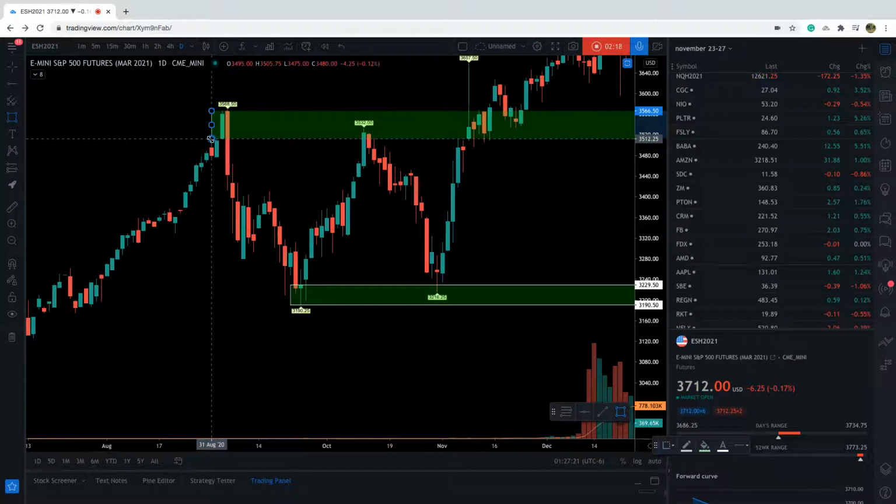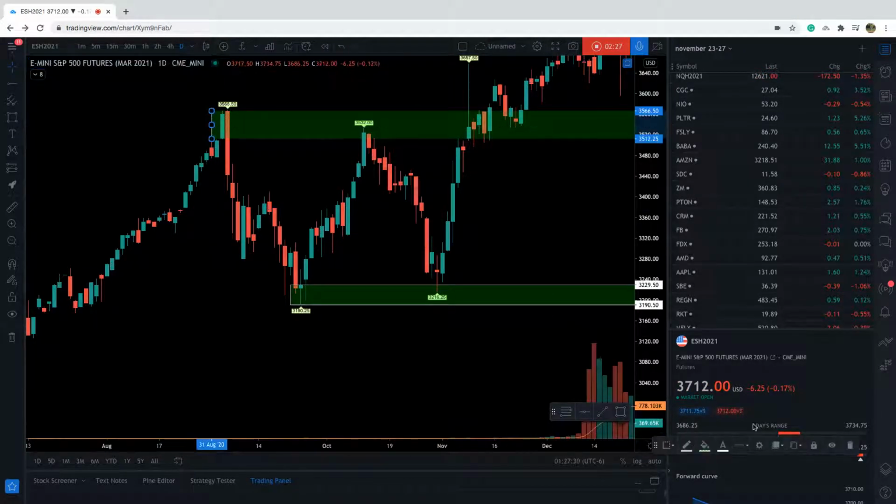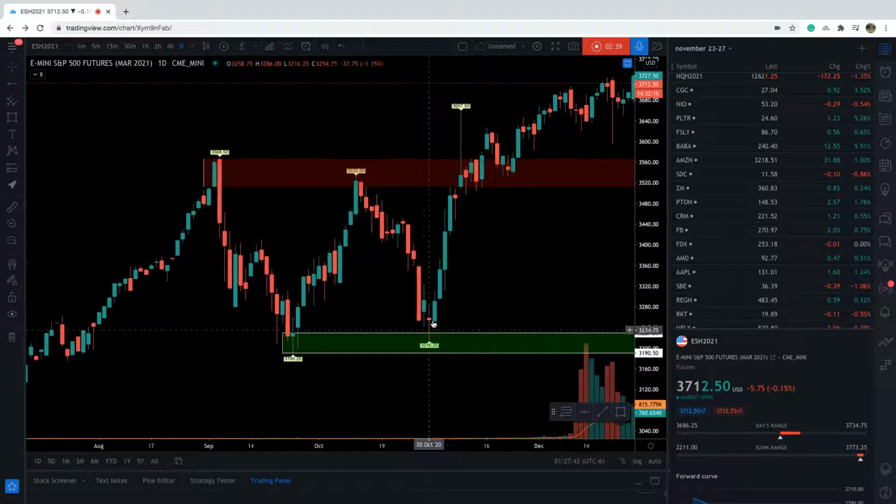That captures where the buying and the selling pressure is for these zones. So here, got to make this red actually. Red for supply, green for demand. So we reacted off of a daily supply zone, and we rejected all the way into a daily demand zone. And we rallied off that zone.